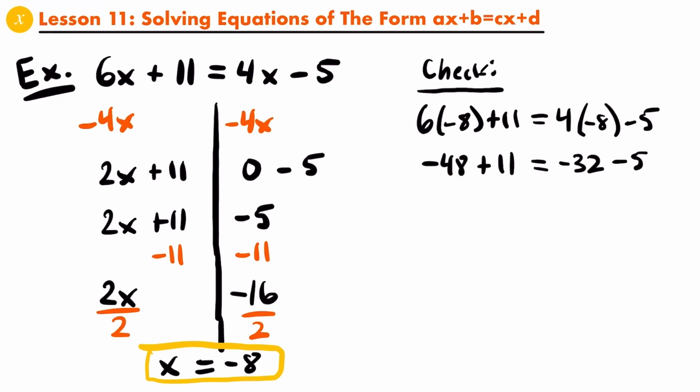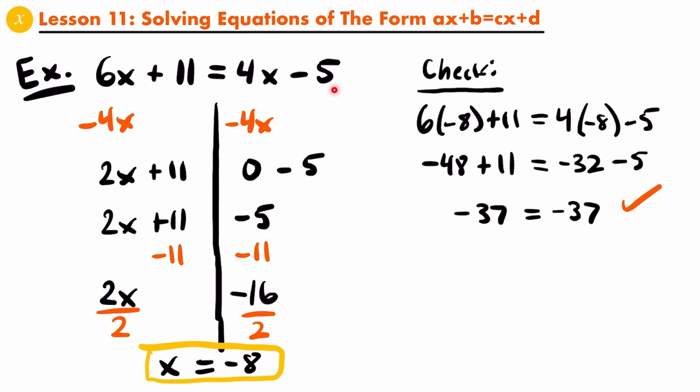Let's see if we get the same value on both sides of the equation here. 6 times negative 8 is negative 48. So we have negative 48 plus 11 is equal to 4 times negative 8, which is negative 32. And then we have minus 5. Negative 48 plus 11 would give you negative 37. And you get the same thing over here. Negative 32 minus 5 is negative 37. And so that checks out. Negative 8 is the solution to this equation. Okay, and so our method here works.